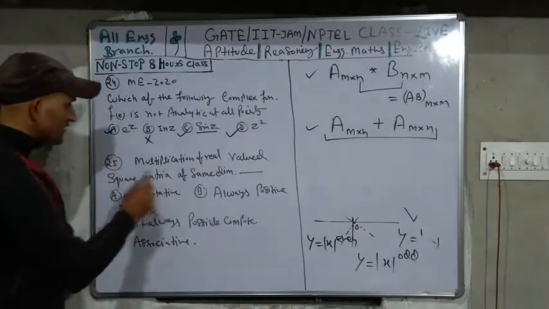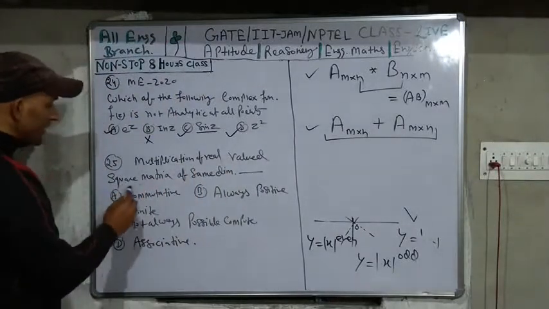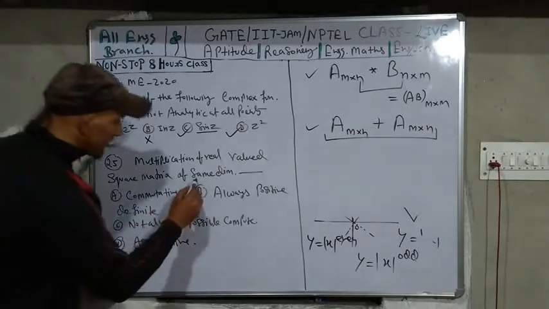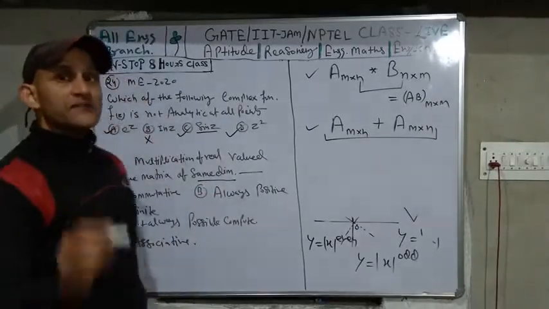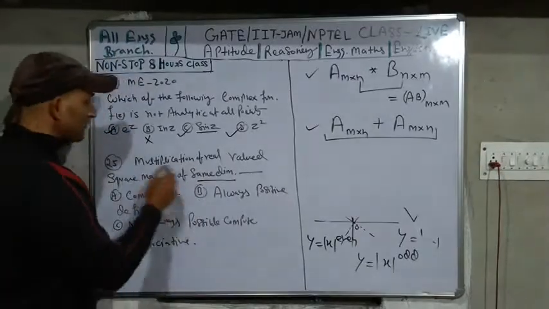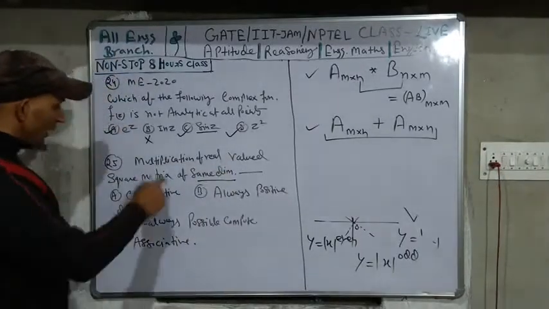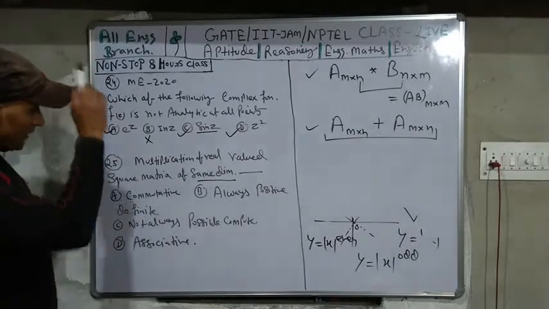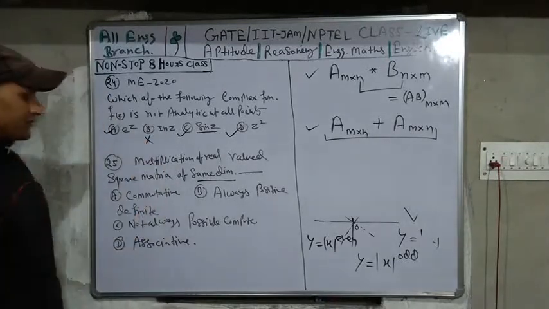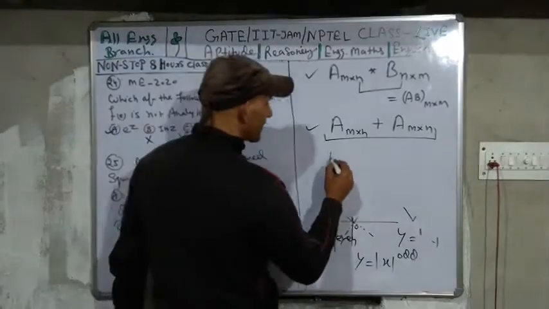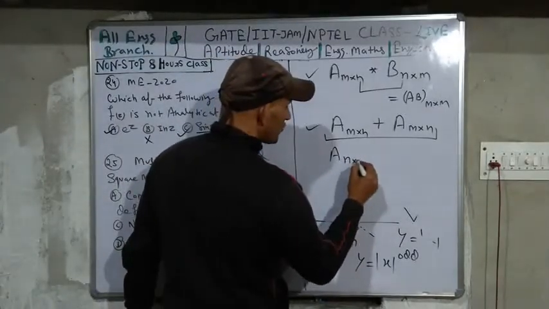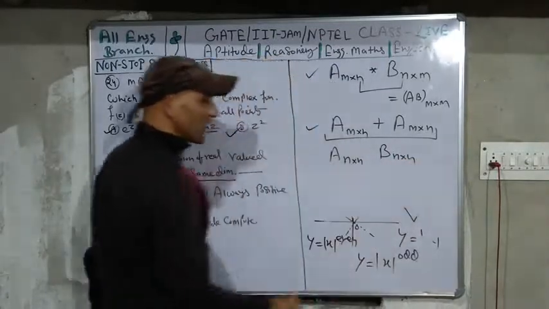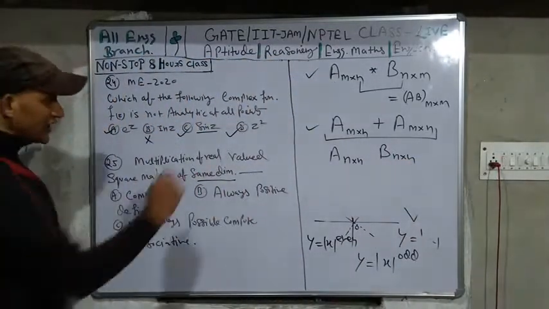Now he is asking about multiplication of real valued square matrices of the same dimension. They have written same dimension. If you have the same dimension and you are multiplying two square matrices, square means n into n. Then the first option is commutative. If you have one matrix A which is n into n, and a second matrix B which is also n into n, because both are square matrices.